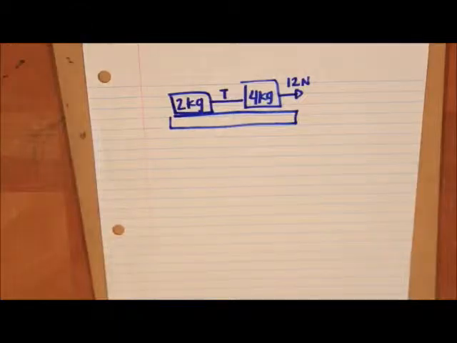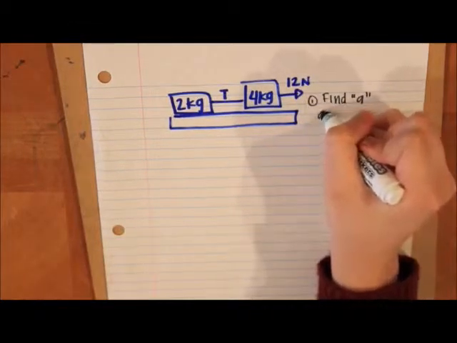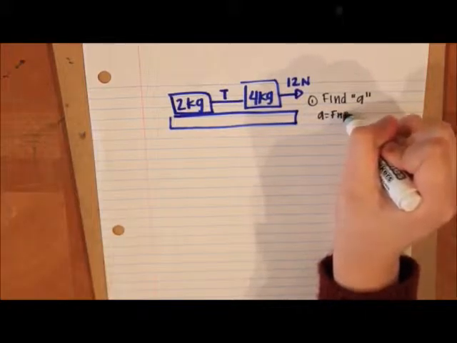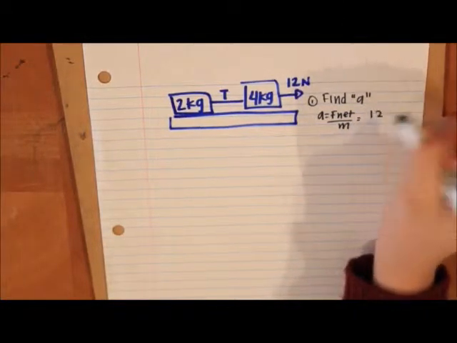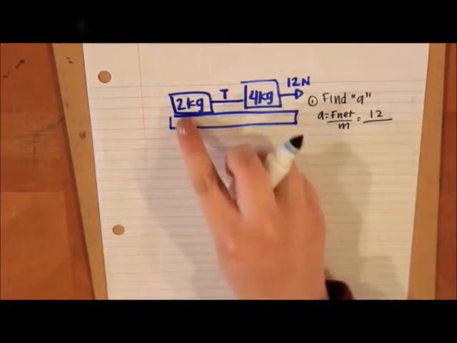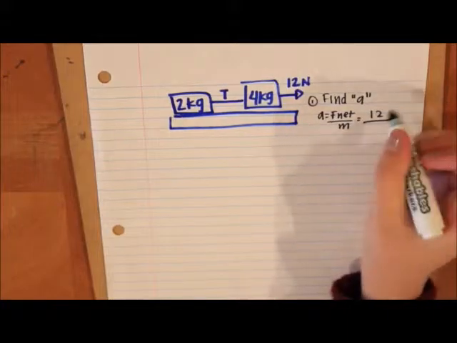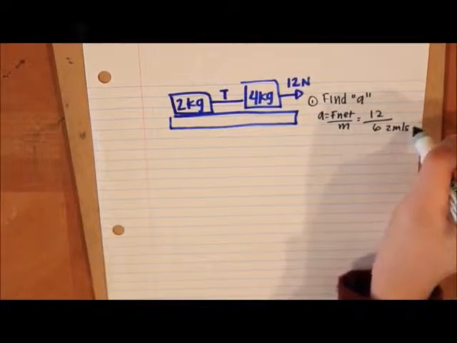So if they tell you to find tension without having friction, first you're going to have to find acceleration. And that would be A equals F net over mass. F net would be 12 right here. And then the mass would be adding both of these, which is 6. And that would be 2 meters per second squared.